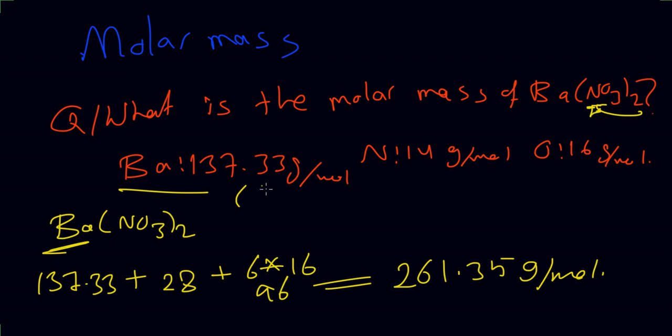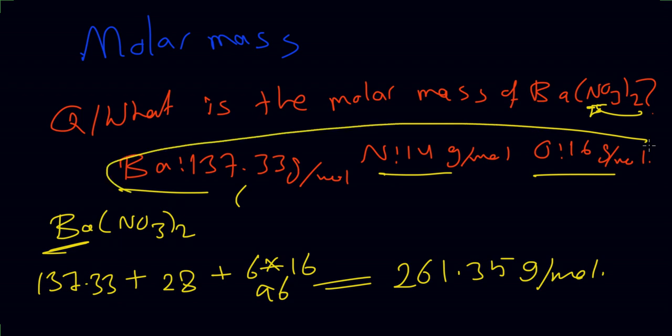This is molar mass for only barium. This is for only nitrogen. This is for oxygen. They are given in the exam, so just you will find these grams according to the formula.